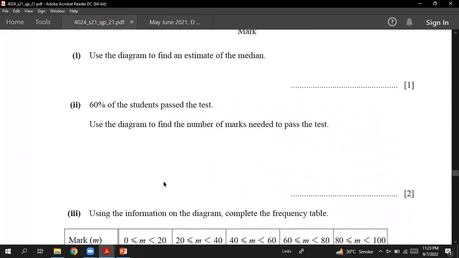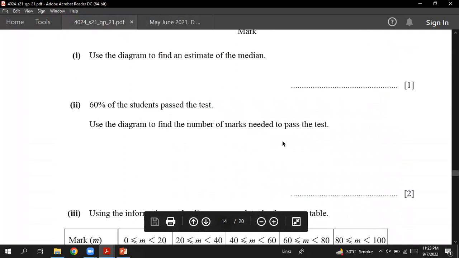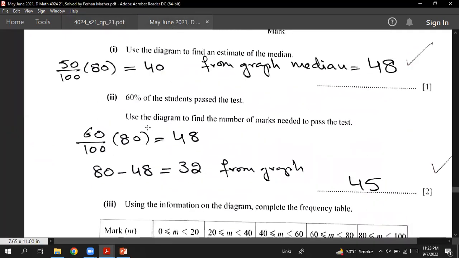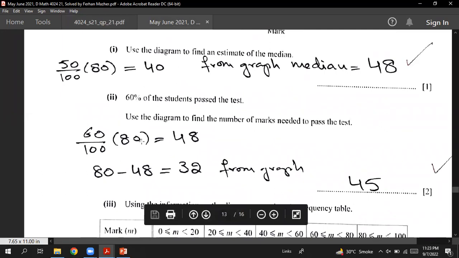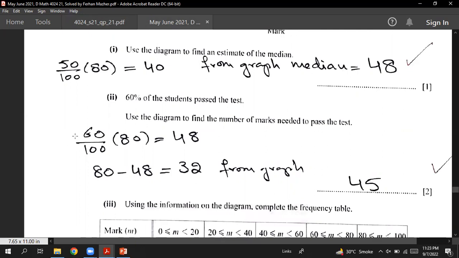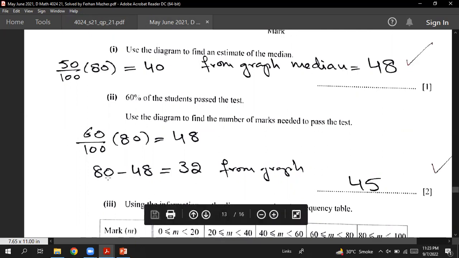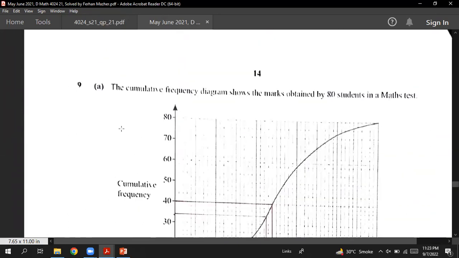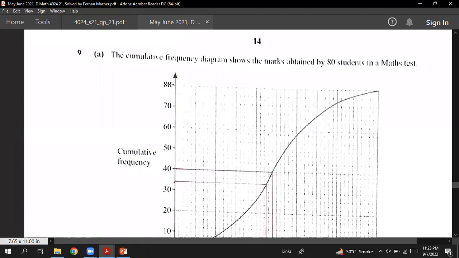60% of students pass the test. Use the diagram to find the marks needed to pass the test. So first of all, find 60% of the students. There are 80 students, so 60% of 80 will be 48. From 80 subtract 48, you get 32, so basically 32 students have passed the exam. So from the top, come 32 down. So 10, 20, 30.